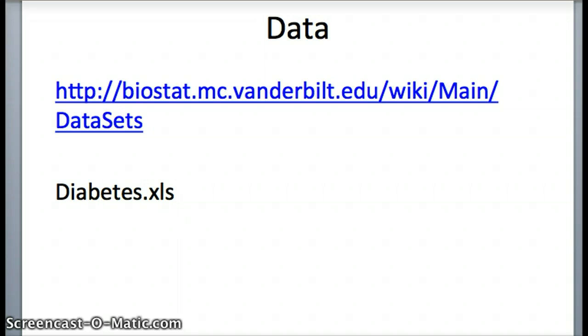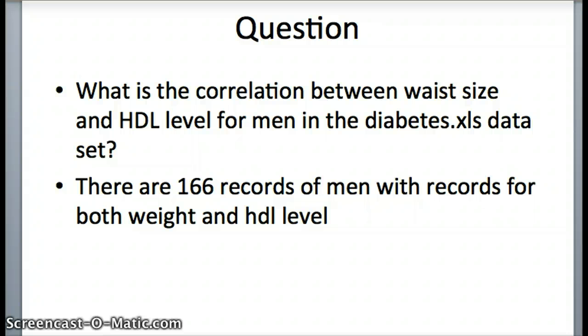We're going to be examining data from the Vanderbilt medical datasets, and we are going to again examine the diabetes data. In particular, we're going to ask ourselves the question, what is the correlation between waist size and HDL level for men in that diabetes data set? HDL level is good cholesterol, so one might guess that as waist size increases, good cholesterol levels would decrease. Our data set has 166 records. We'll take a look at those to indeed see what that correlation is and what that means.